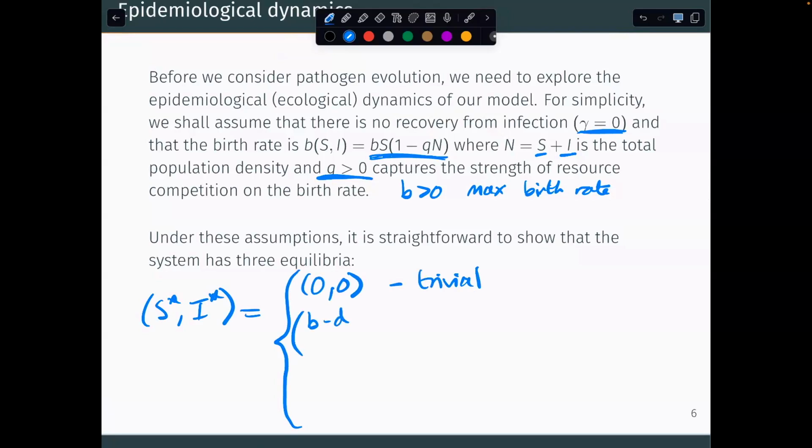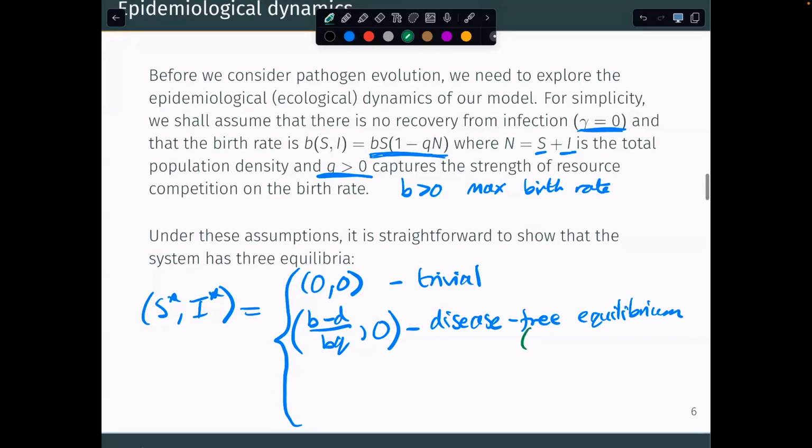We have another equilibrium at (B minus D) over BQ, 0. This is often referred to as a disease-free equilibrium. Note, this is only valid for B greater than D. B is telling you something about your birth rate, and D is telling you something about your death rate. We need to have enough births to counteract deaths in order for our host population to be viable in the absence of disease. This disease-free equilibrium I will usually abbreviate to DFE.